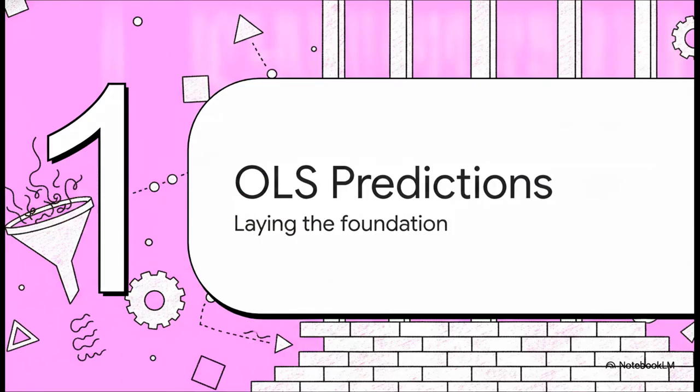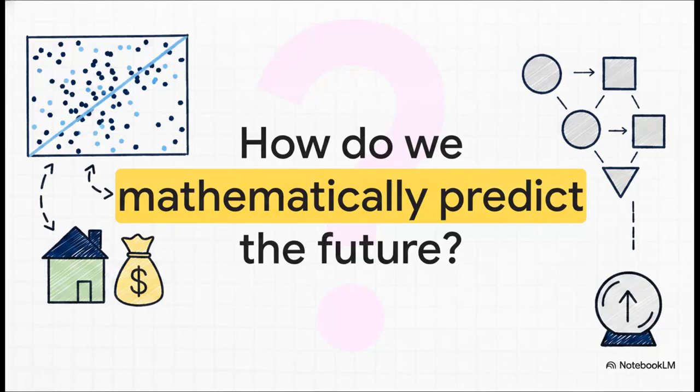All right, part one, predicting with ordinary least squares. Because before we can build walls or a roof, we absolutely need a fundamental tool to make sense of messy data. So how do we mathematically predict the future? Well, to answer that, we need a way to take scattered data points and find the most logical path right through them. Picture trying to predict the price of a house based strictly on its square footage.